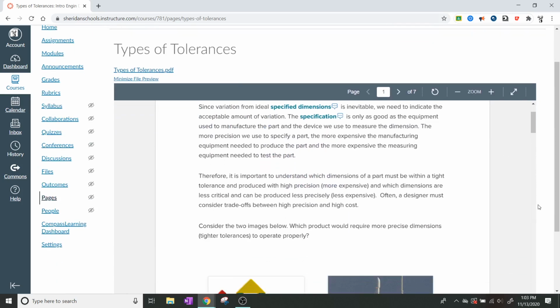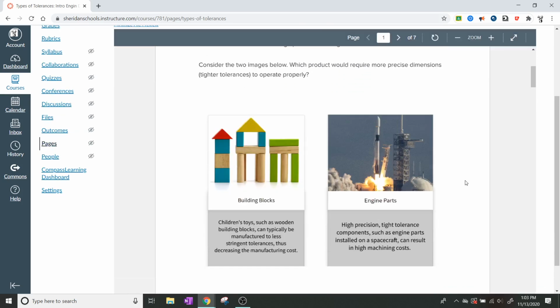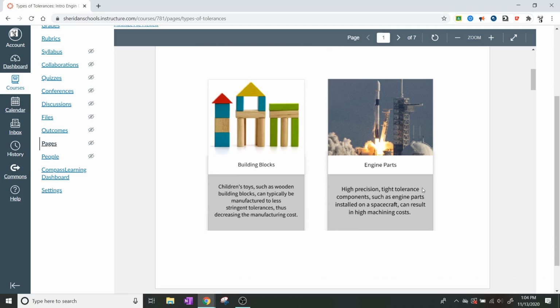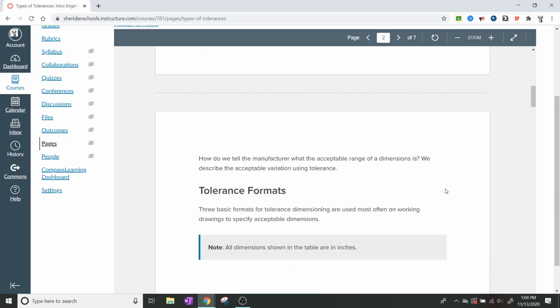At the very beginning of the sheet, it talks about the difference between what specific types of tolerances are required. If you're making children's building blocks and just cutting them out of whatever, you can have a pretty high amount of tolerance, because it doesn't really matter whether or not they fit perfectly. However, if you're trying to send something up into space, or if you look at engine parts, they are very, very accurate and they have very tight, or very low, tolerances. We normally use the word tight.